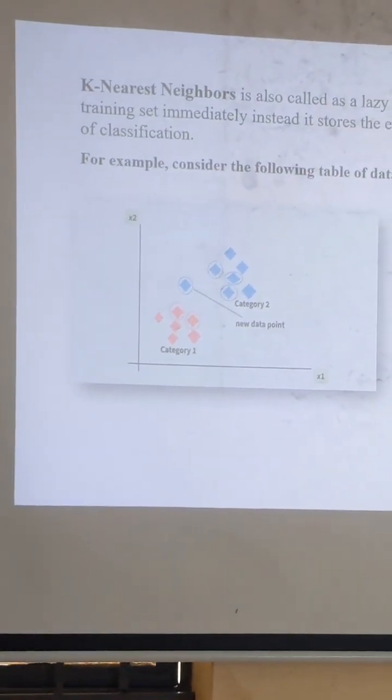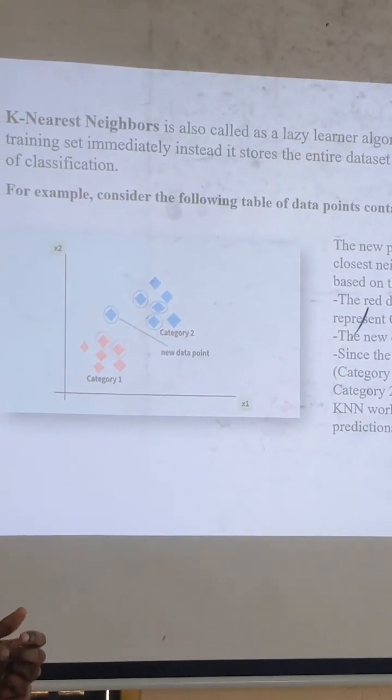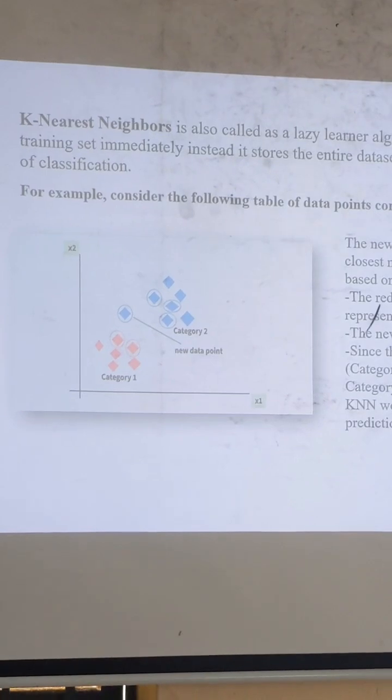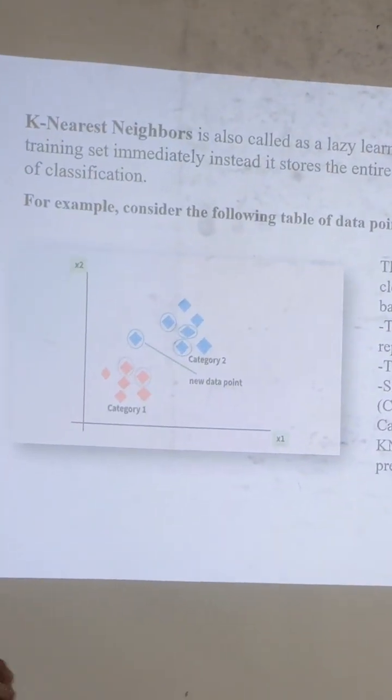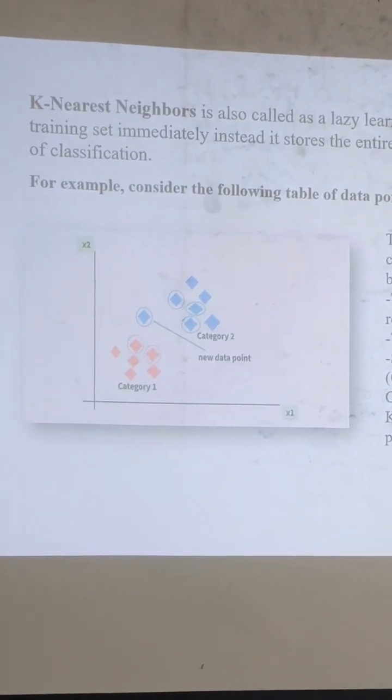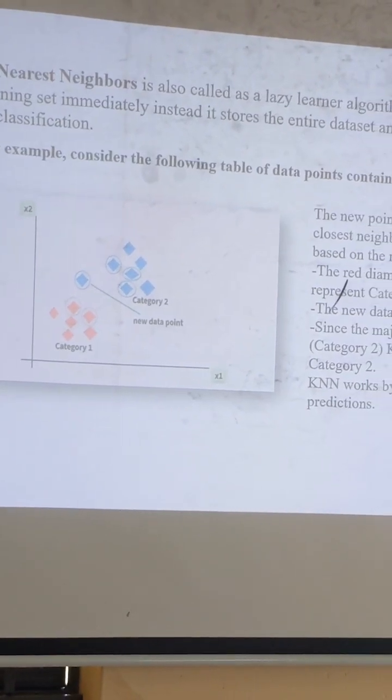KNN works by using proximity and majority voting to make predictions. So as here the closest data was category 2, it predicts it belongs to the blue neighbors.